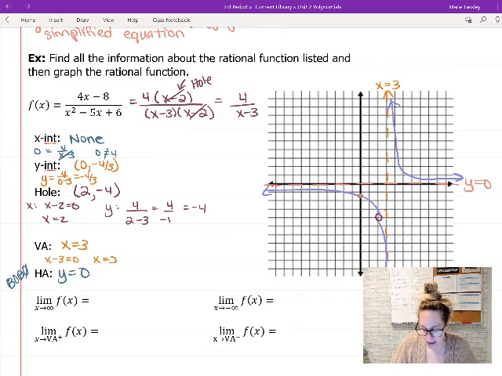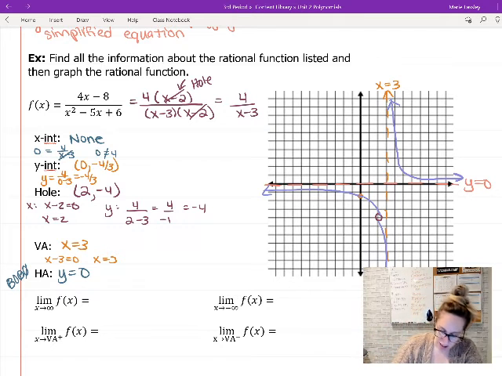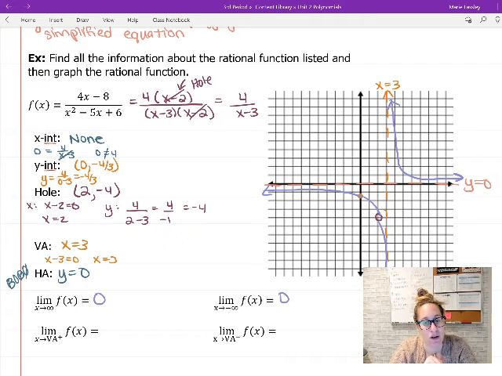Okay, last but not least is my end behavior, my limits. So I have the limit as x goes to infinity. As x gets really big and goes towards positive infinity, it looks like my graph is approaching my horizontal asymptote, which is y equals 0. So it's 0. All right, as x goes to negative infinity, so going backwards, it also is approaching my horizontal asymptote. So the limit is 0.